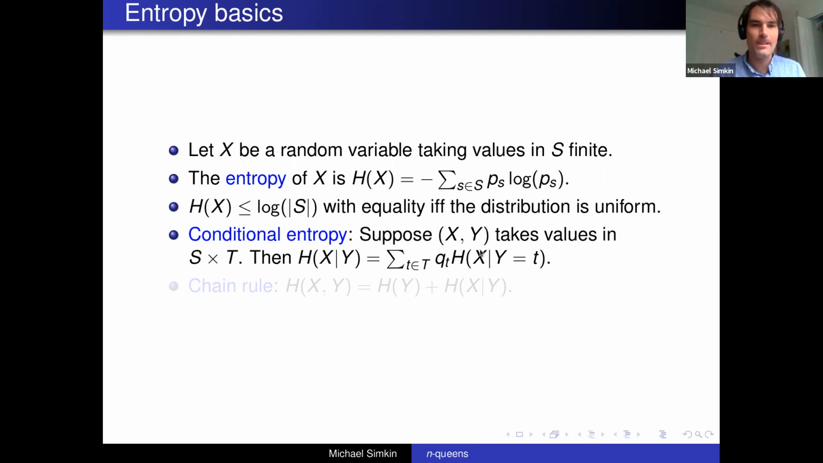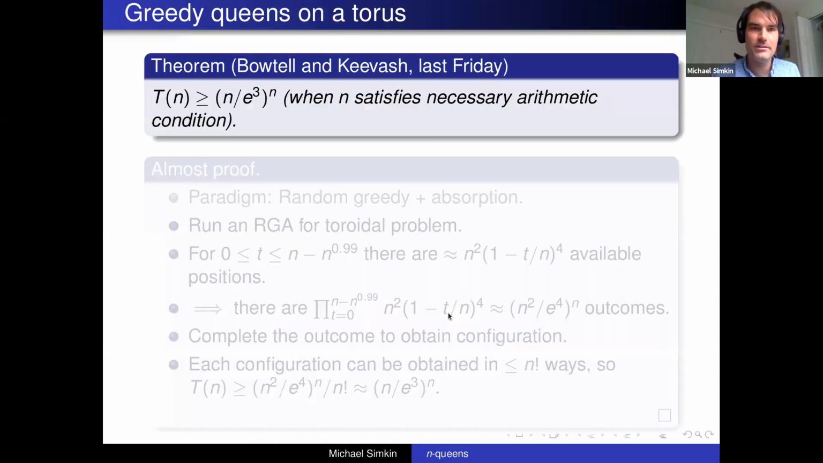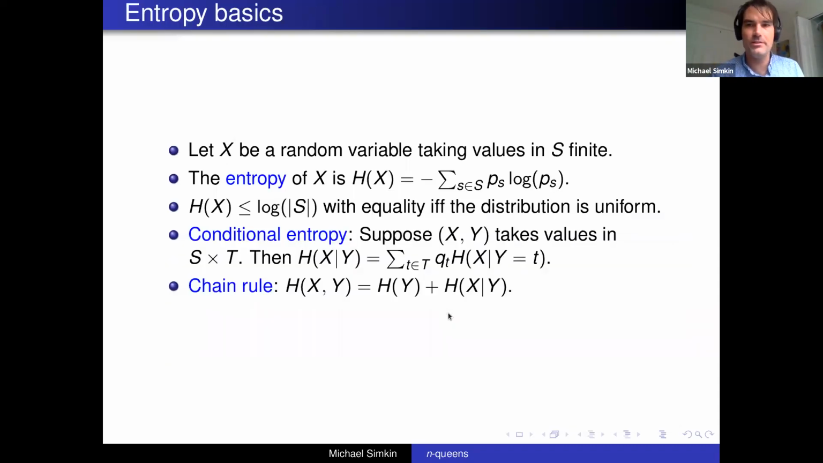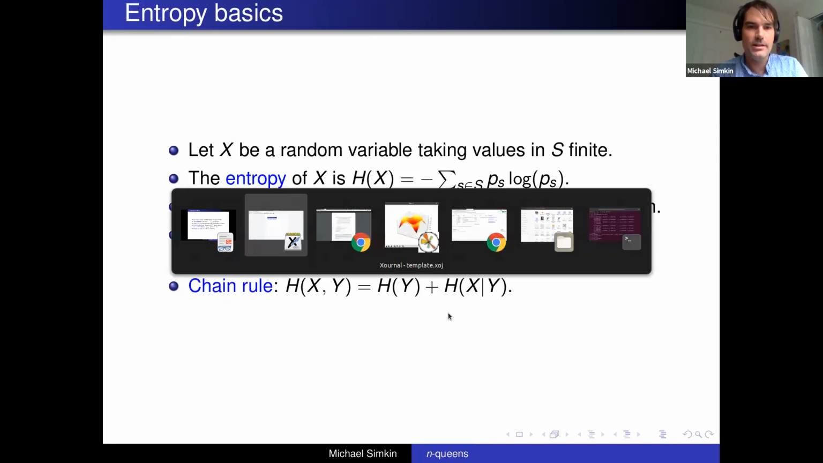And then you have a chain rule, which is a fact that you would need to prove: if you think of (x, y) as its own random variable, then it has its own entropy. In fact, this entropy is equal to the entropy of y plus the conditional entropy of x conditioned on y. All right, and now we will be doing a proof.